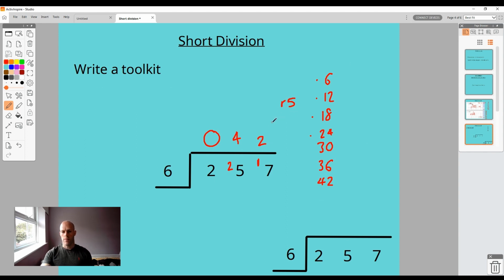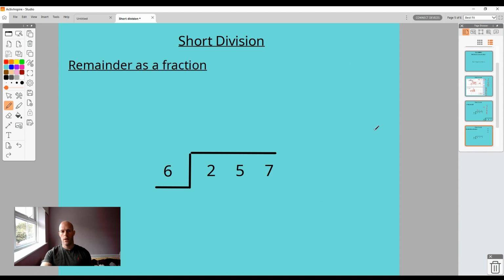We just leave the remainder hanging up there. However, there are other ways we can represent that remainder. That's usually fine to do that. The question will usually tell you if it wants it represented as a fraction or as a decimal. I'll show you how to do those now. To write the remainder as a fraction, it's the exact same calculation here, so we can do this relatively quickly.